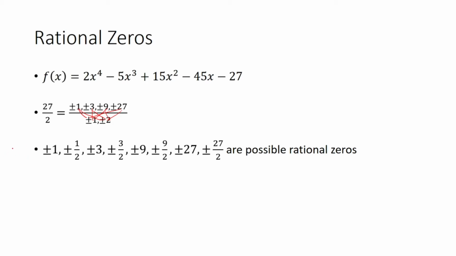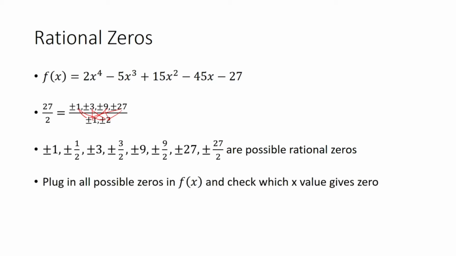So these are all the possible rational zeros, and of course, don't forget the plus or minus for each one of them. Now to find out which ones are the actual zeros, you have to plug all of our choices here into f of x. So whichever one's going to give us 0 is going to be our rational zero. And it turns out that -1/2 and 3 are the only rational zeros.